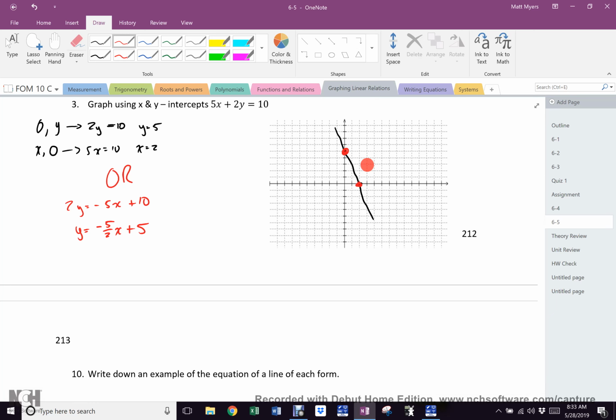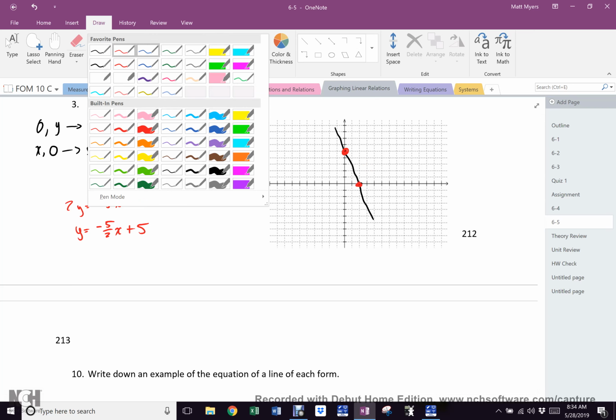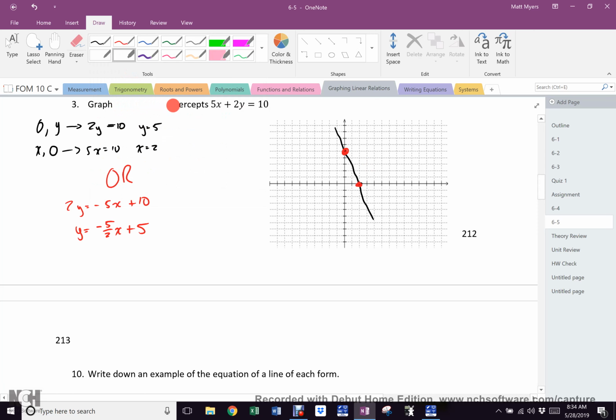Okay, everybody good? Everybody made a choice? Okay, now here's where I have to get picky. If that was the question, graph that, could you do either of them? And I would give you three out of three, correct?